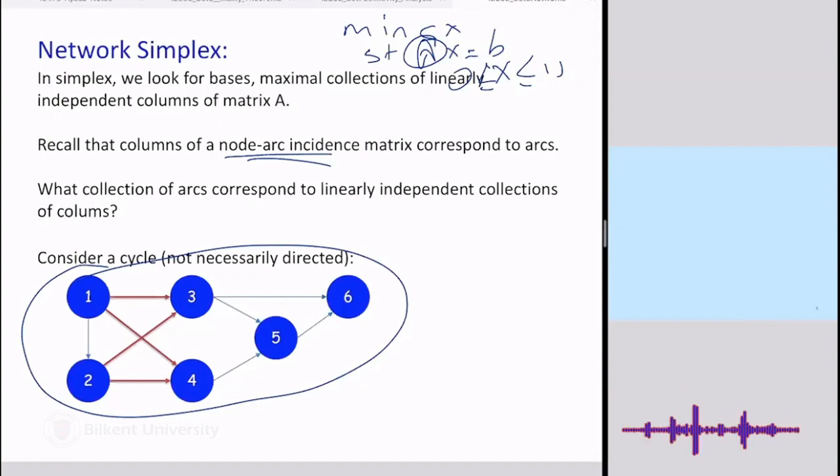So let's look at a cycle in a graph. These red arcs in this graph represent a cycle. Careful, they're not directed. But for example, 1-3, 3-2, 2-4, 4-1, this is my cycle. They're not in the same direction, I don't care. But those red arcs do form a cycle in this graph.